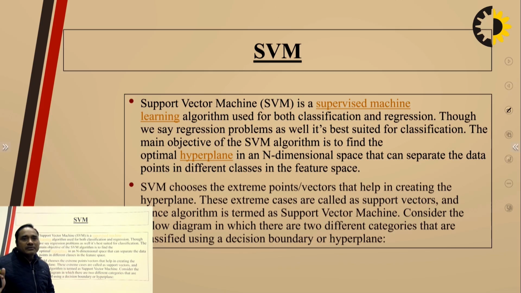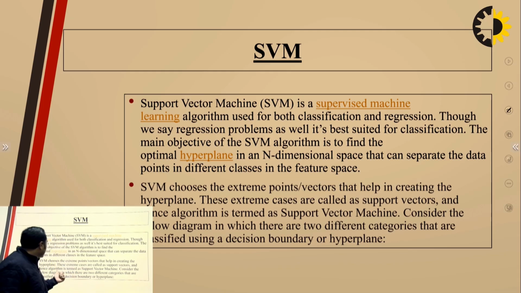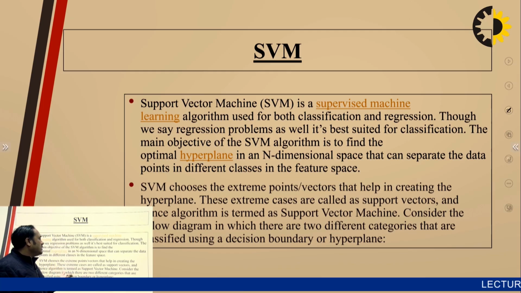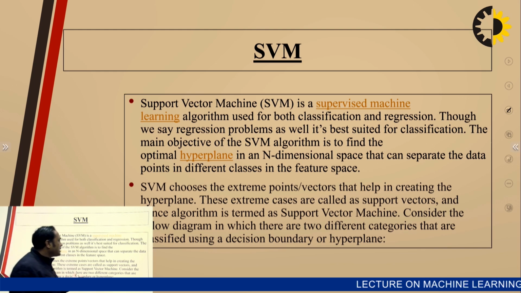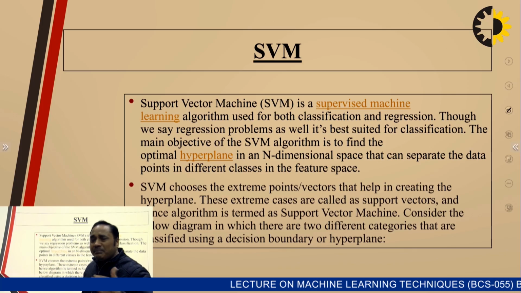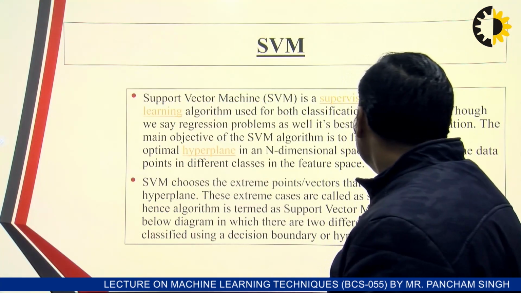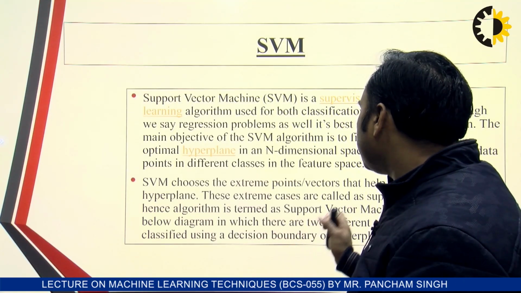So we are dividing the data in the form of planes. A plane is used where you have the data, and we divide the data into two different groups by using the hyperplane. SVM chooses the extreme points, the vectors that help in creating the hyperplane. These extreme cases are called support vectors. We create a hyperplane, and that plane divides the data into two groups. Hence the algorithm is termed support vector machine.